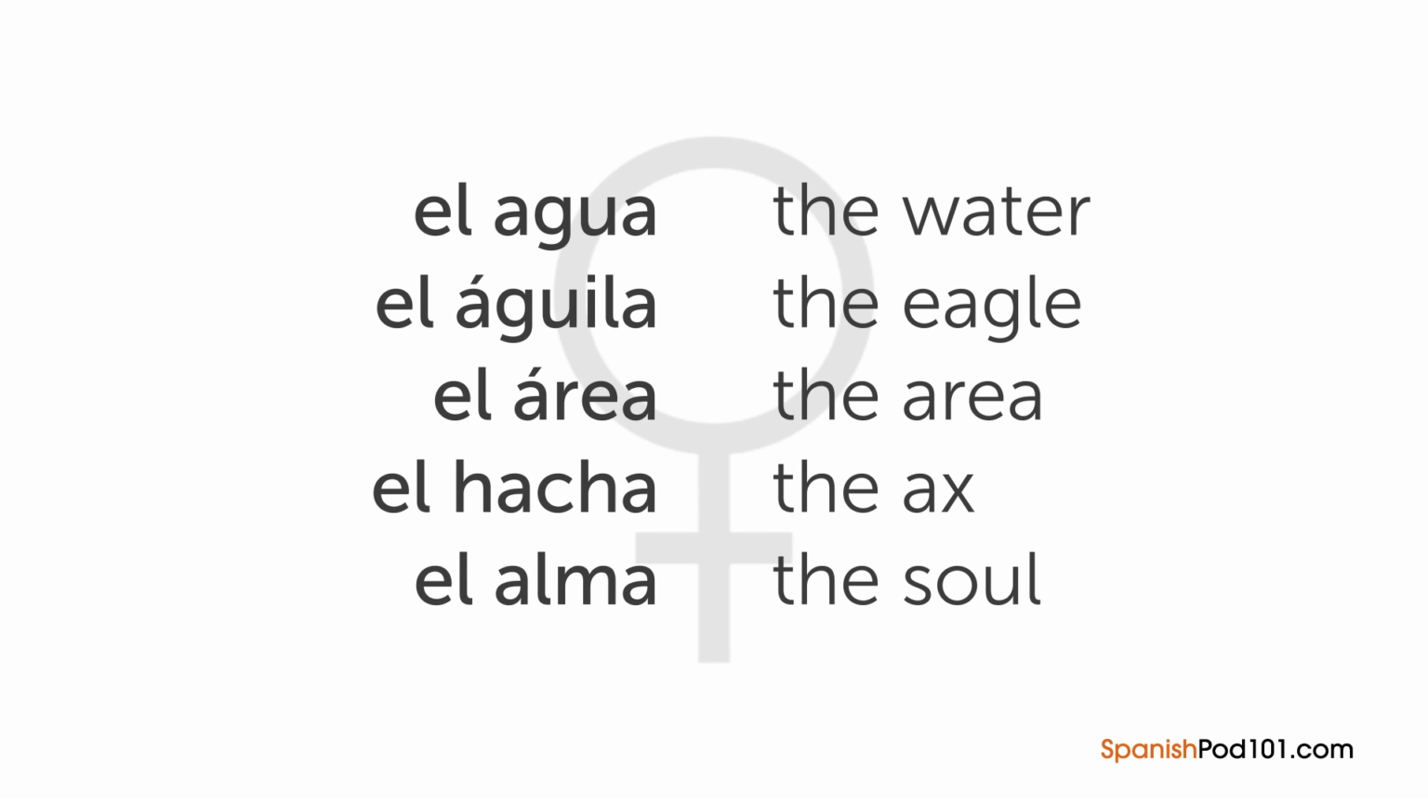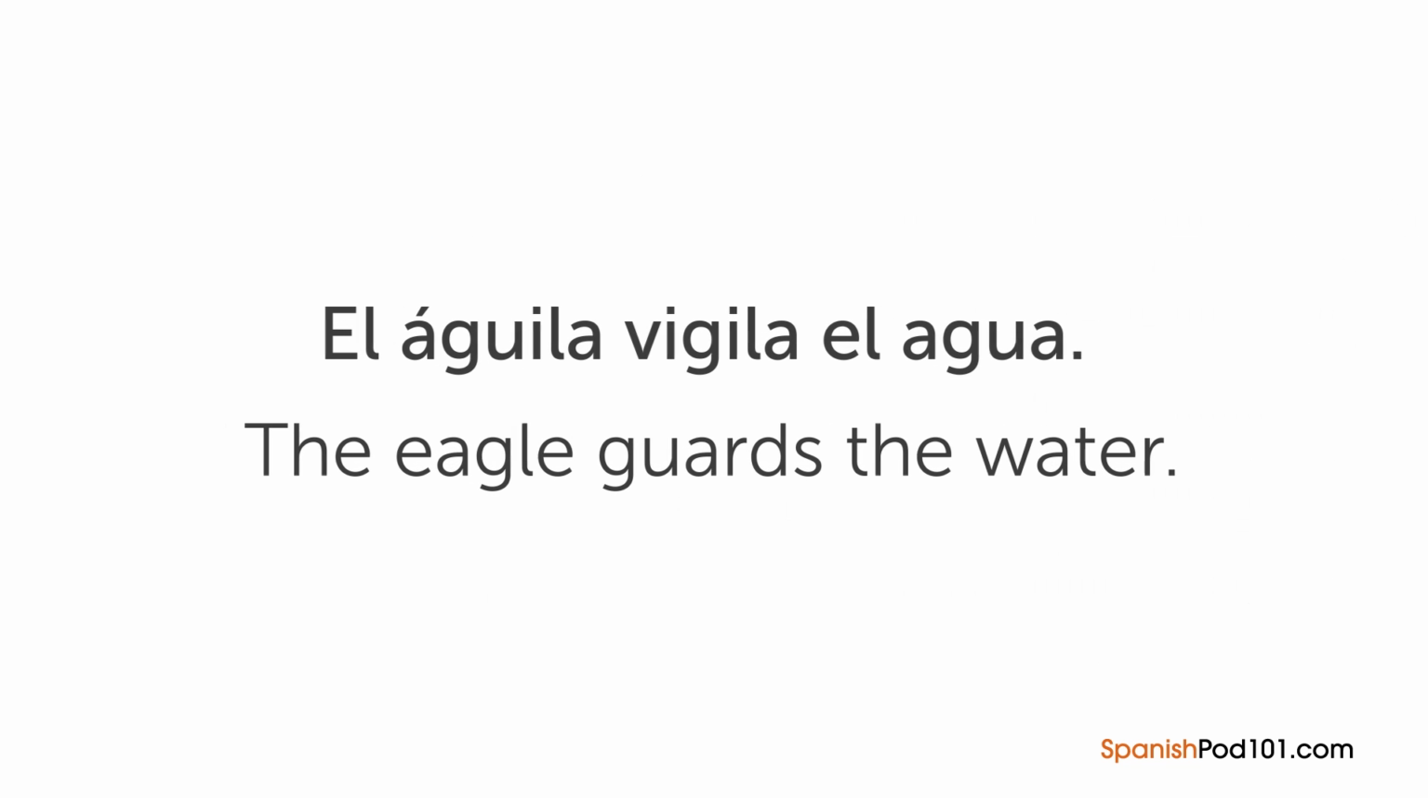So feminine words beginning with a strong A like agua, águila, área, hacha, and alma will use the article el. Let's do some examples so you can learn how to use these nouns and their articles correctly. First up, el águila vigila el agua, meaning the eagle guards the water.